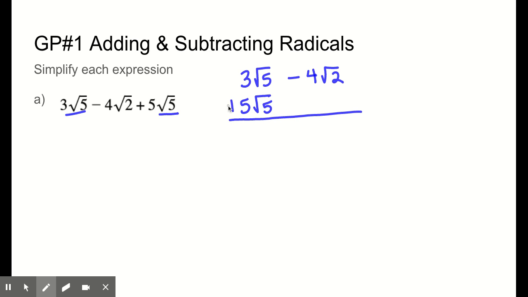So if I go through and add them together, this is going to give me 8 radical 5 minus 4 radical 2. So again, we must have like radicals in order to add or subtract them together. And when we add or subtract them together, we simply combine the coefficients, the number outside of the radical, to give us the number of radicals that we have.